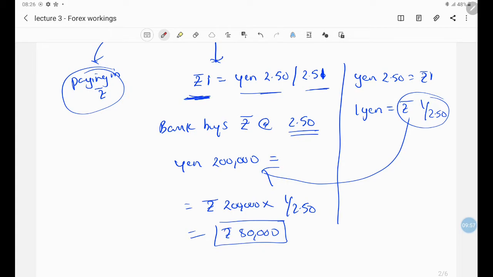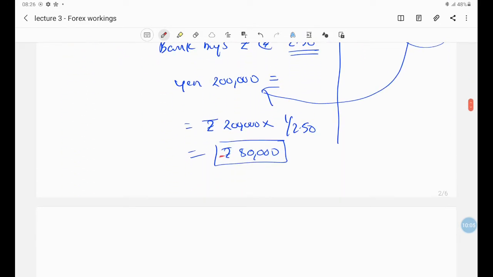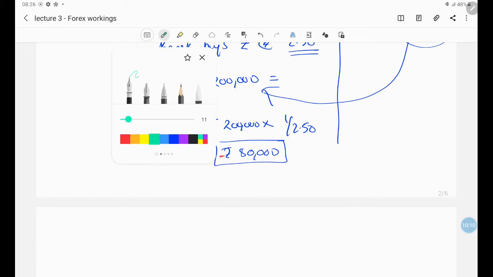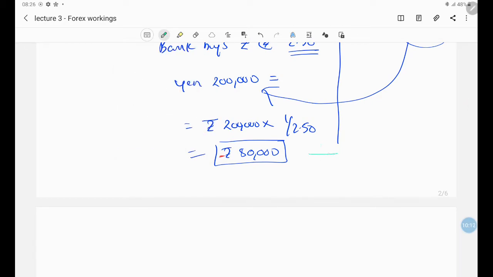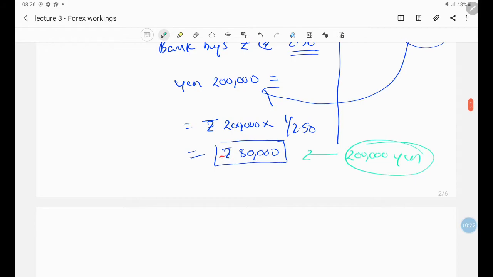So it is nothing but negative 80,000. So there is a cash outflow, right? So we have to pay 80,000 rupees to get 2 lakh yen. So we have to pay 80,000 and we'll be receiving 2 lakh yen from the bank. So this can be given to your Japanese bank for paying your interest.